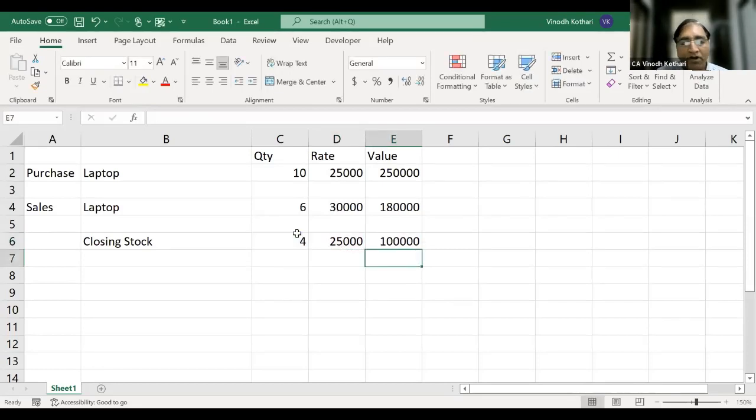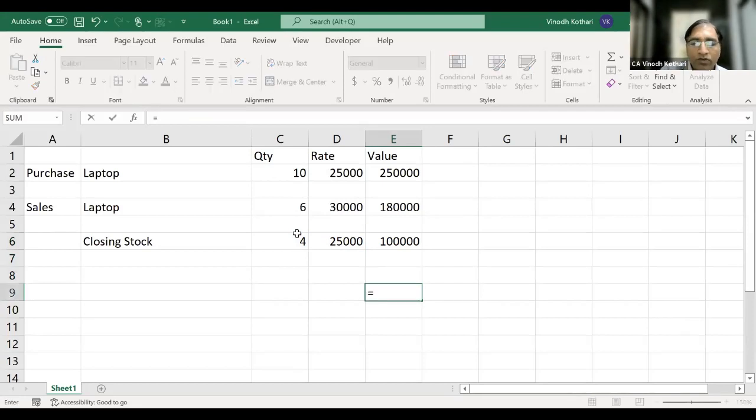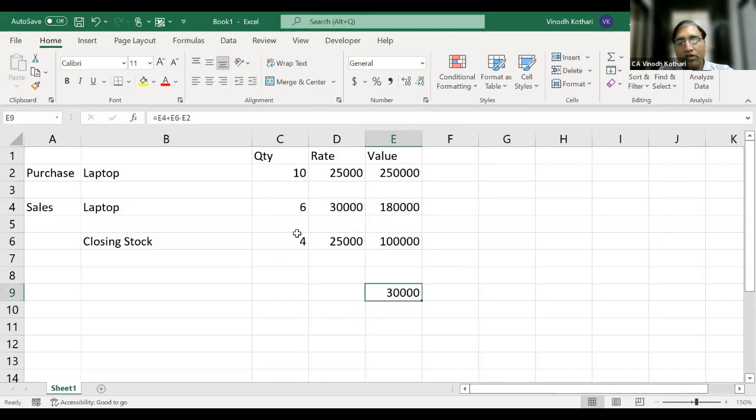Now what is my profit? If you want to calculate the profit, what will you do? You will add the sales. So profit is what? Your sales plus closing stock minus your purchase. So that is 30,000 rupees.